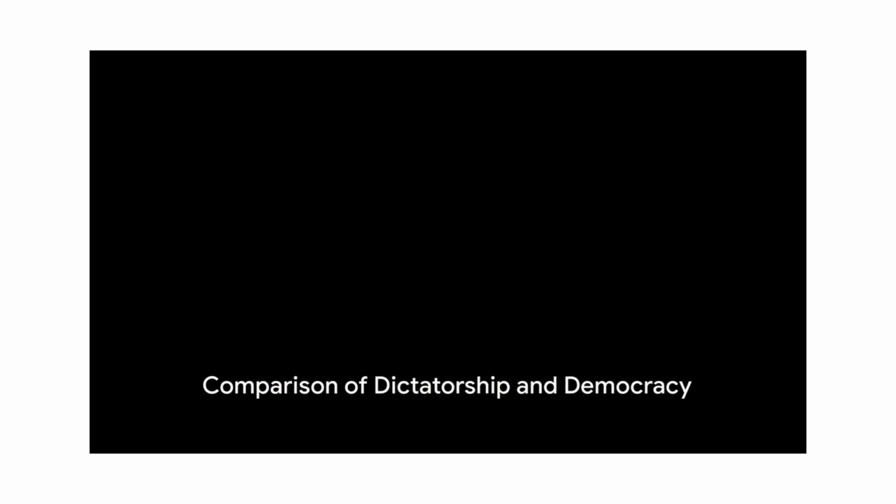Dictatorships and democracies stand in stark contrast to each other. Dictatorships are characterized by absolute power, lack of transparency and repression, while democracies are characterized by rule of law, free and fair elections, and protection of individual rights.